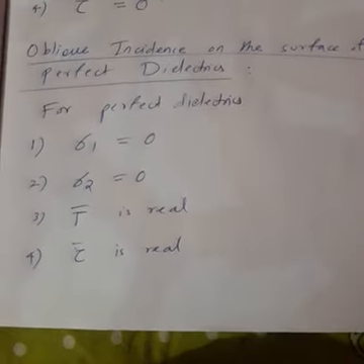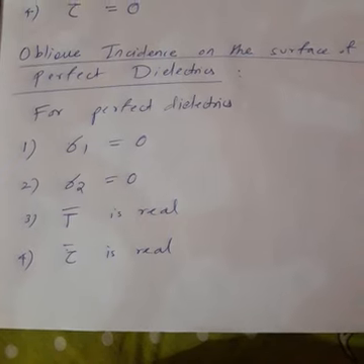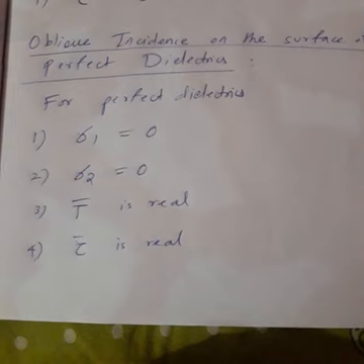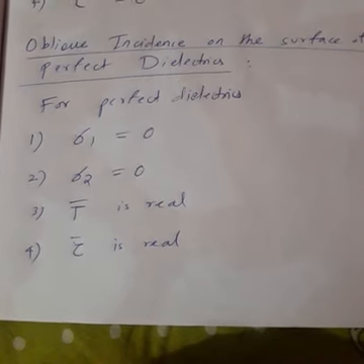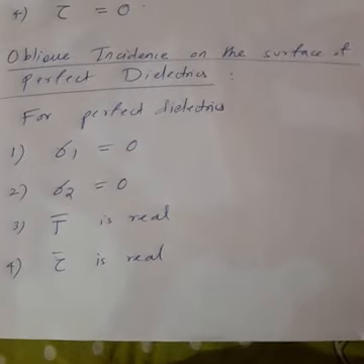So next consider the oblique incidence on the surface of a perfect dielectric. You know, for perfect dielectric, conductivity of medium 1 equal to 0, conductivity of medium 2 equal to 0, reflection coefficient is real, transmission coefficient is real. Already we discussed this in the previous class. In this case, simply you have to remember what?